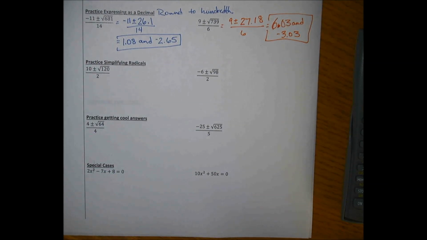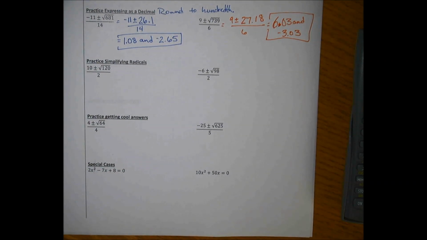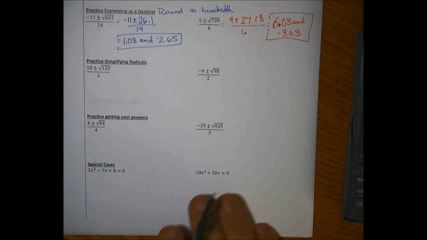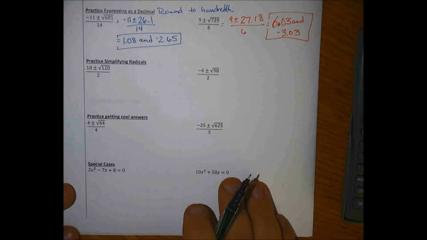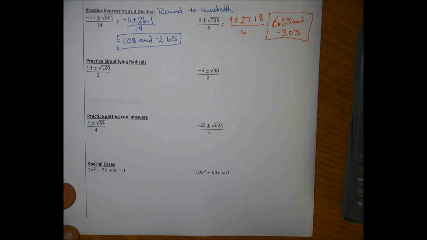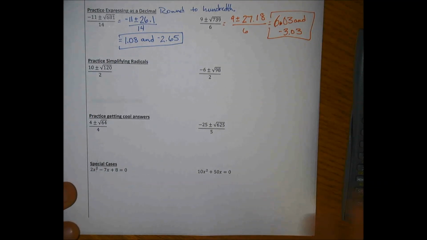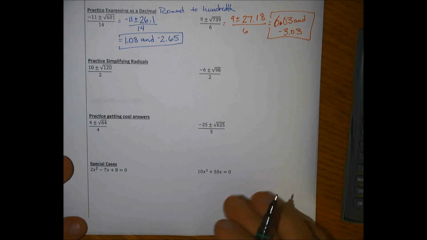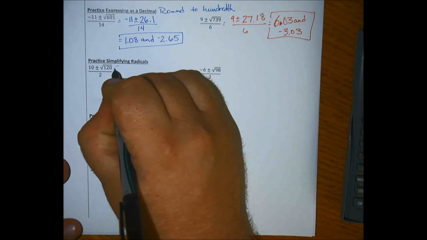Okay, the next group of them, we're going to be simplifying radicals. And so we're going to put our answer in simplest radical form. So we're not really going to use a calculator. Okay, let's look at what happens here. Let's split up 120.